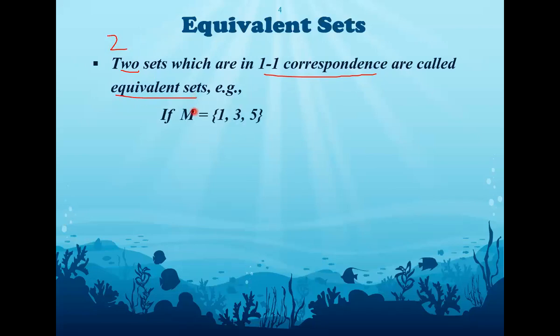So now let's consider this one. If you have a set M whose elements are 1, 3, and 5, M is equal to {1, 3, 5}, and N is equal to {2, 4, 6}. As you can see, the elements are different, so you will say that these sets are not equal. But here I am talking about equivalent sets. You will say that sets are equivalent when you can establish the one to one correspondence. Now look here, how will you establish one to one? This one, this one, and this one. So you can establish a one to one correspondence.